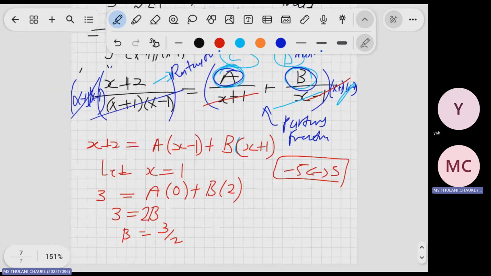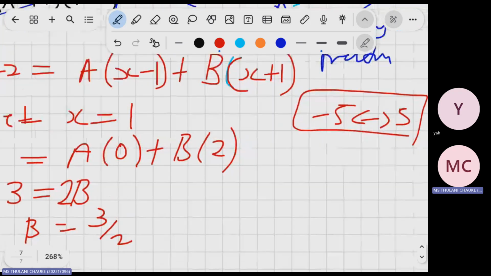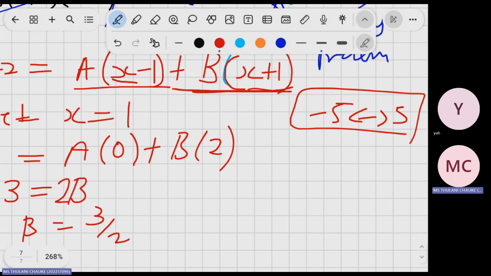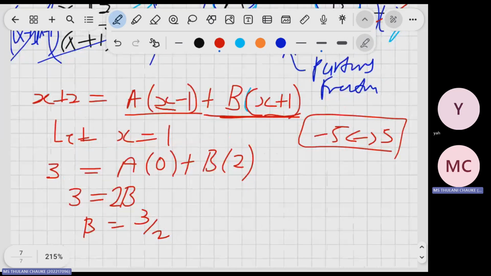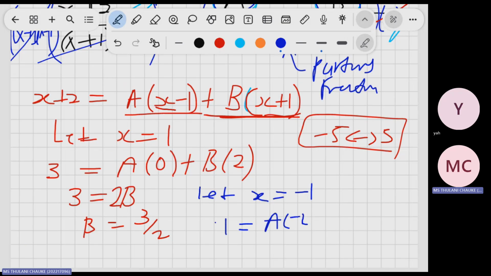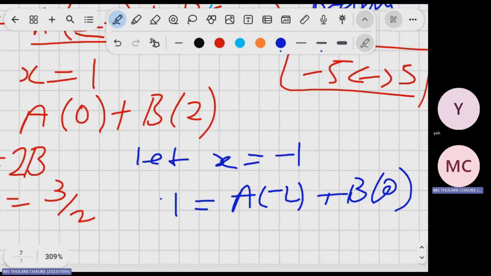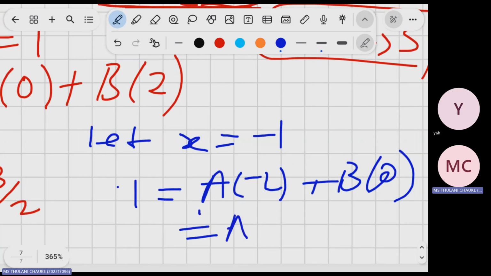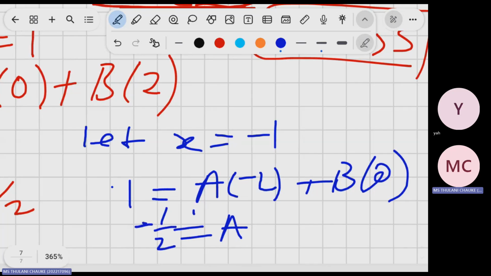And in order to get A, just use common sense. I know that if I let x be 1, A will be out. Now if I let x be equal to negative 1, B will be out. So that's what we'll do. Let x be equal to negative 1 now. Then you'll have 1 on the left, and here you'll have A times negative 2 plus B times 0. Then our value of A will simply be negative 1 over 2.